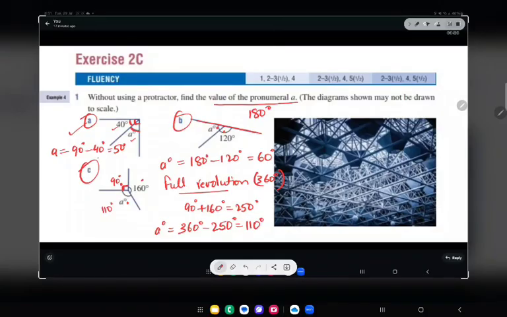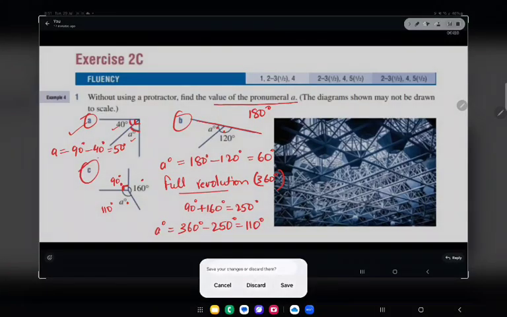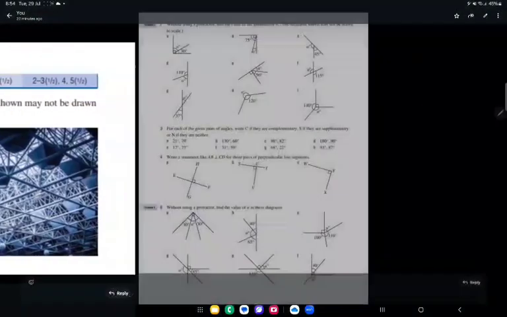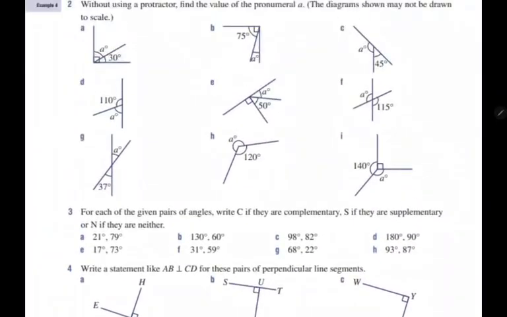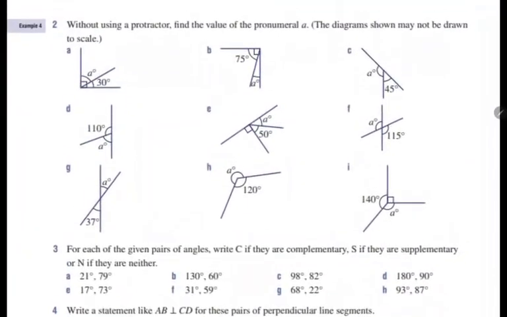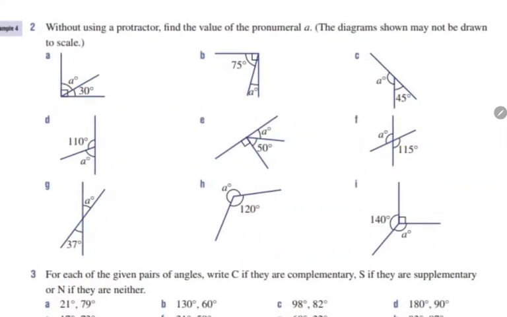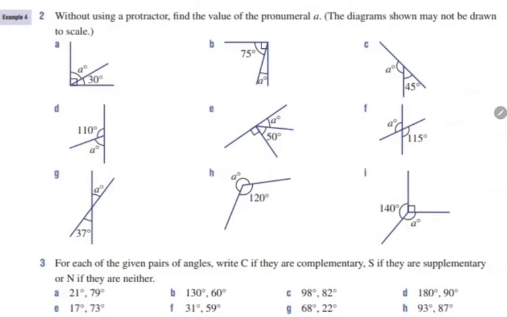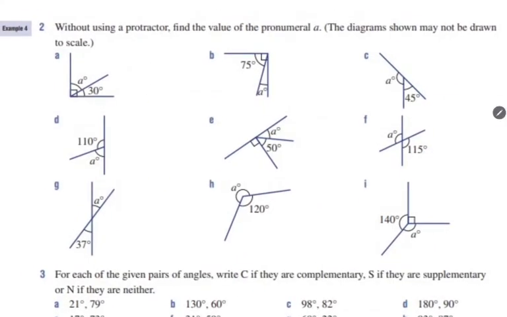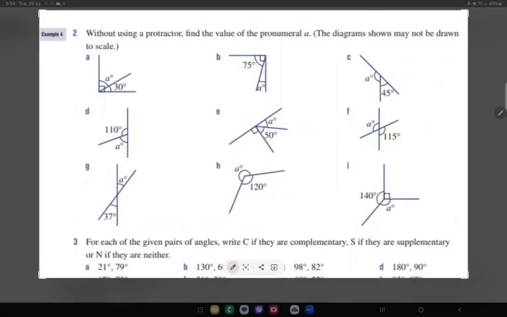Okay, all right, good. Let's move on. Let's see more questions. In question 2, we'll do the first two questions in this video. Again it's mentioning, without using a protractor. You can measure the angle using a protractor, but they're saying you calculate it mathematically using pairs of angles.